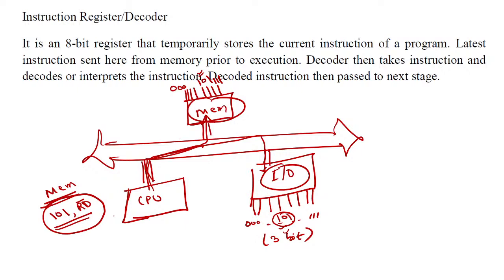The second technique is that we can differentiate with the control signal. We have a memory read operation and an IO read operation. If the control signal is memory read, that means we want to read from memory. If we have a control signal IO read, that means we want to read from the input output devices. So we can differentiate the control signals, or we can differentiate the address.